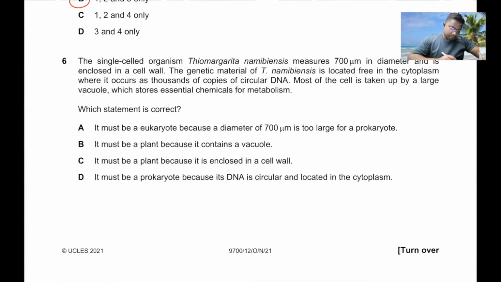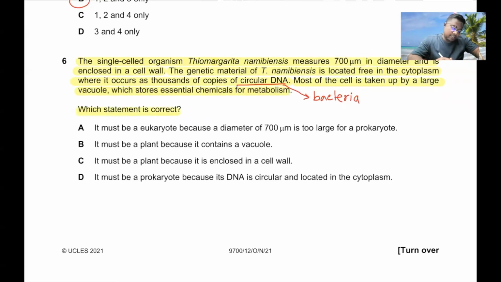Question number 6. The single-celled organism Thiomargarita namibiensis measures 700 micrometer in diameter and is enclosed in a cell wall. All right. The genetic material of T. namibiensis is located free in the cytoplasm, where it occurs as thousands of copies of circular DNA. So that means circular DNA indicates that of a bacteria or prokaryote. Most of the cell is taken up by a large vacuole, which stores essential chemicals for metabolism.